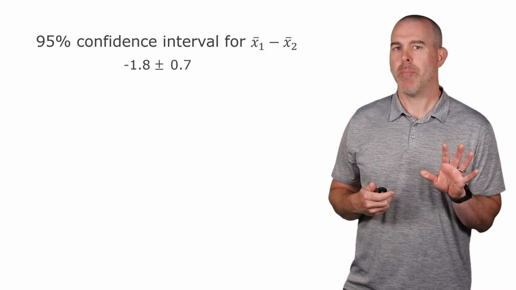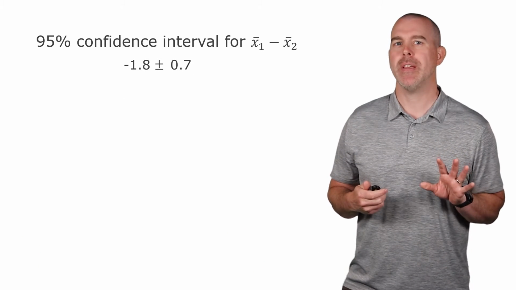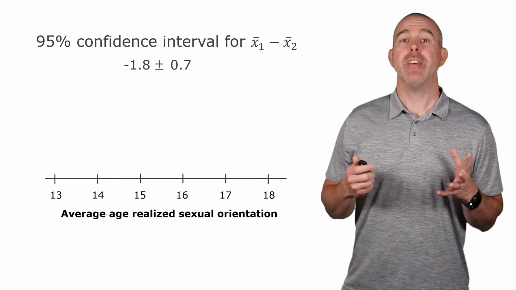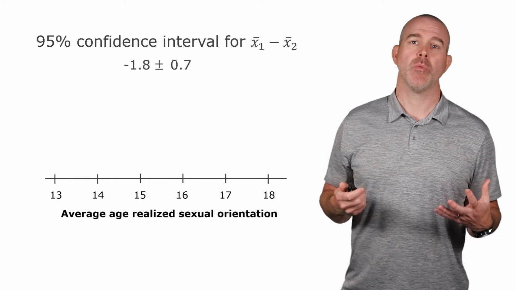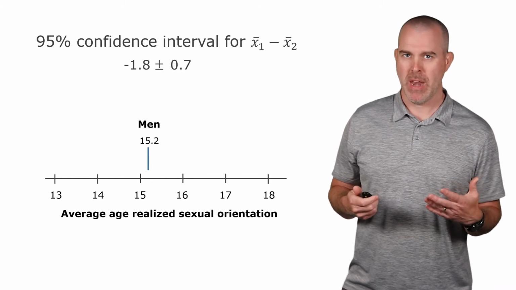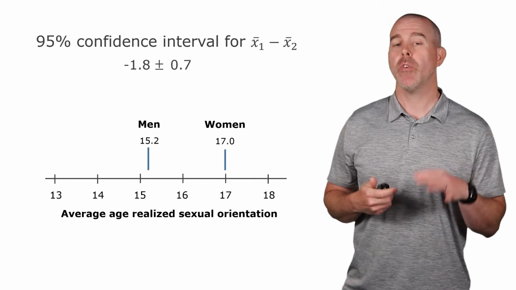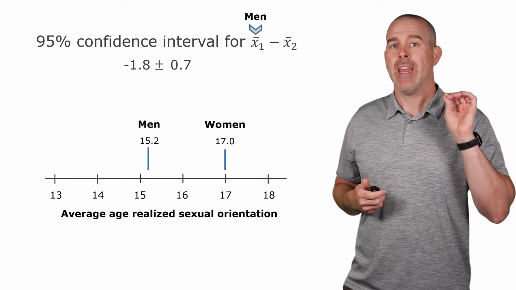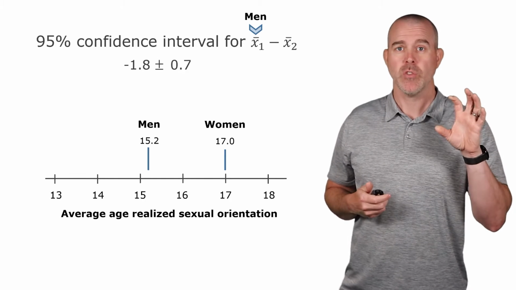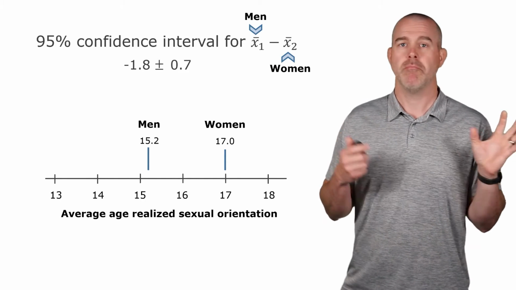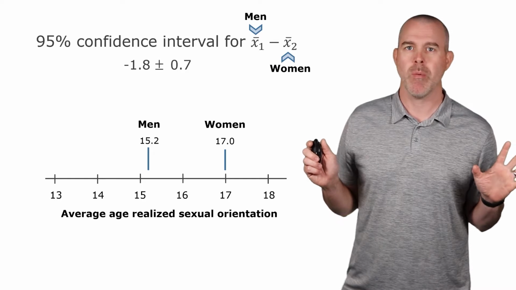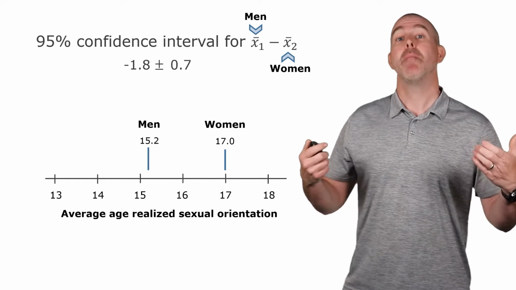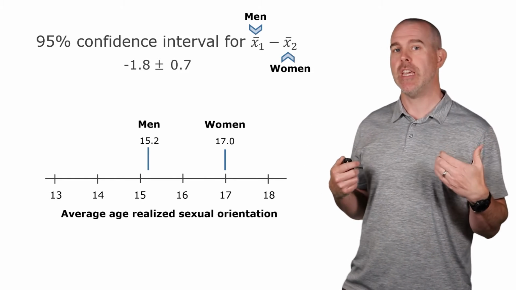Okay, let me try to help you understand with a visual about what this means. So we have this average age that the individual realized their sexual orientation. For men at the sample level, it was 15.2. For women, it was 17. So it's important here that we are defining X bar 1, that first one, to be men. It's not important whether it's men or women first. We can put either one, but it changes our interpretation.